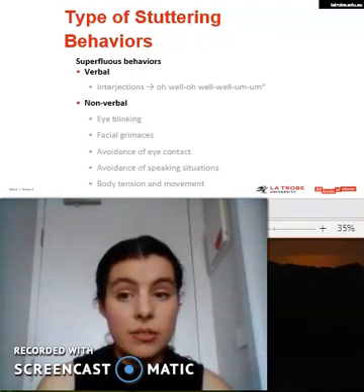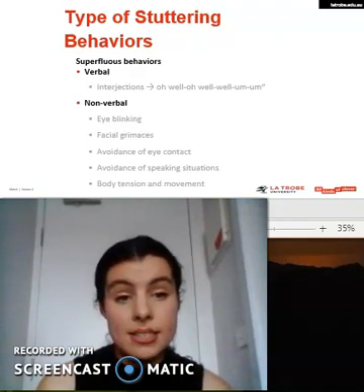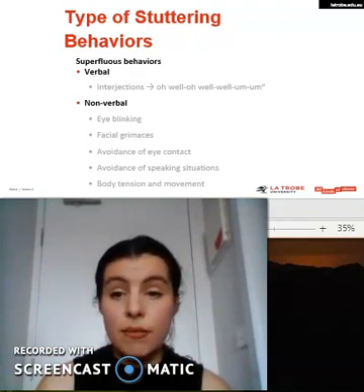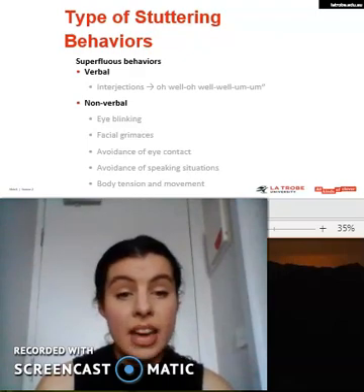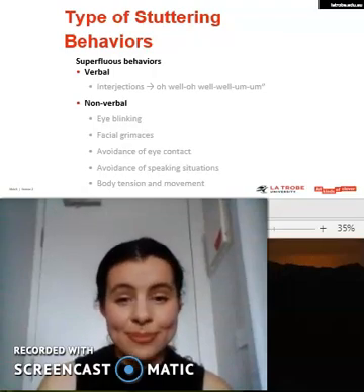Associated nonverbal characteristics can develop when a person who stutters becomes aware of their non-fluent speech. These include eye blinking, facial grimaces, avoidance of eye contact, avoidance of speaking situations, and body tension and movement. If this behaviour occurs during an unambiguous stutter, the speech is most likely to be stuttered. Stuttering isn't always very clear.